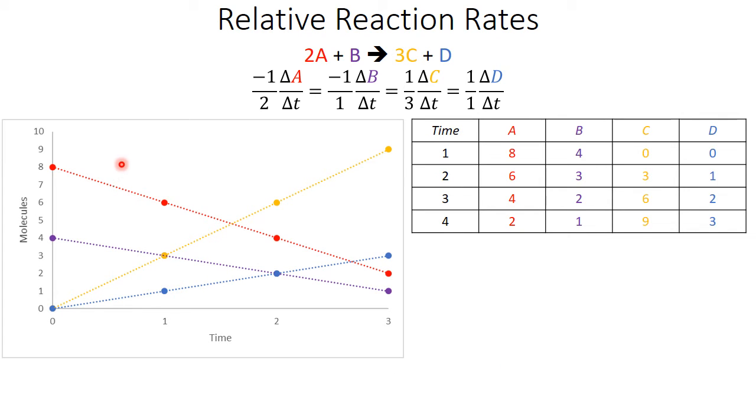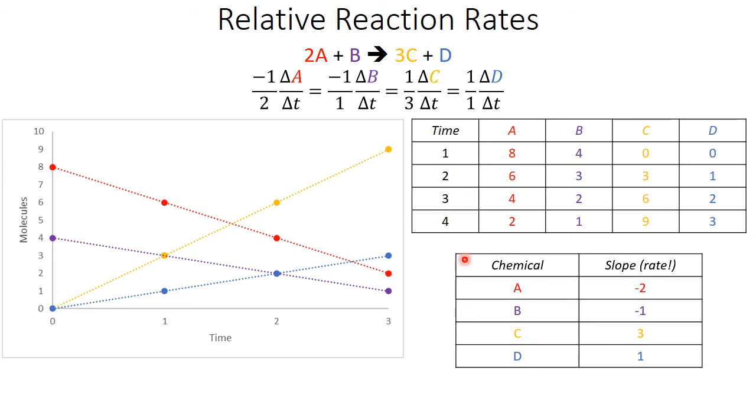So if we graph that, the red line is for A, the purple is for B, the yellow is for C, and the blue is for D. And we can see that the species that have higher coefficients have steeper slopes in their lines, which is what we would expect. If we take the slopes of each of these lines, A has a slope of minus 2, B minus 1, C 3, and D 1, which fits in with our relative reaction rates.